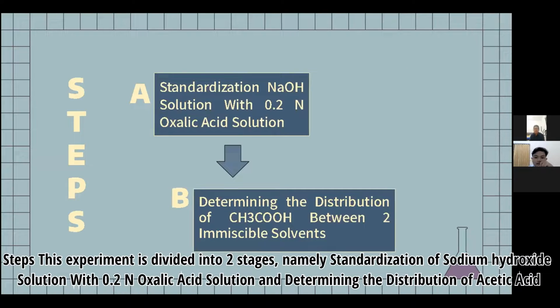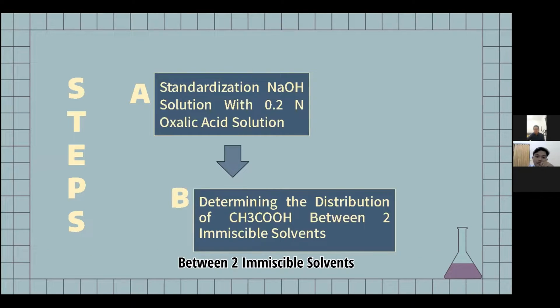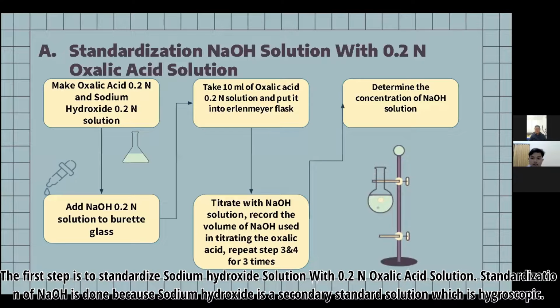Steps. This experiment is divided into two steps, namely standardization of sodium hydroxide solution with 1.2 N oxalic acid solution, and determining the distribution of acetic acid between two immiscible solvents. The first step is to standardize sodium hydroxide solution with 1.2 N oxalic acid solution. Standardization of sodium hydroxide is done because sodium hydroxide is a secondary standard solution which is hygroscopic.